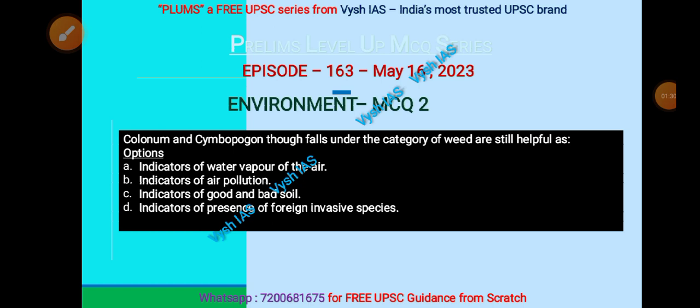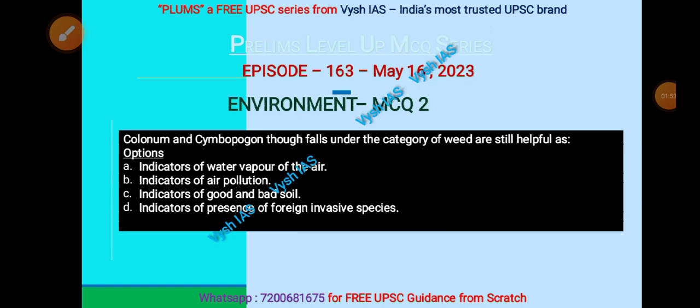So now the second MCQ: Solanum and Cymbopogon. Though they fall under the category of weeds, they are still helpful as? Your options are indicators of water vapor in the air; indicators of air pollution; indicators of good and bad soil; and indicators of presence of foreign invasive species.